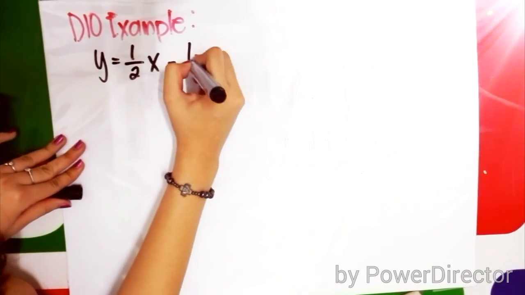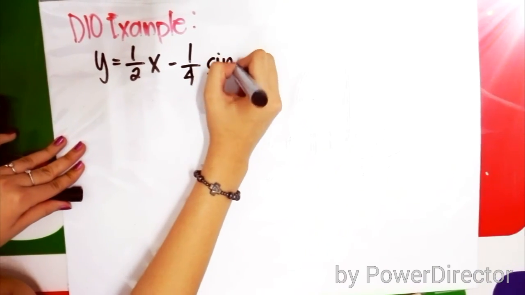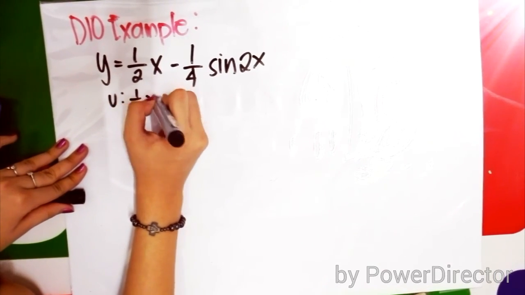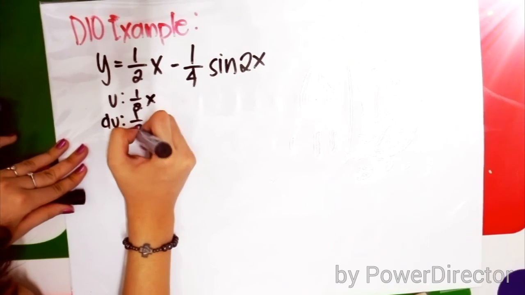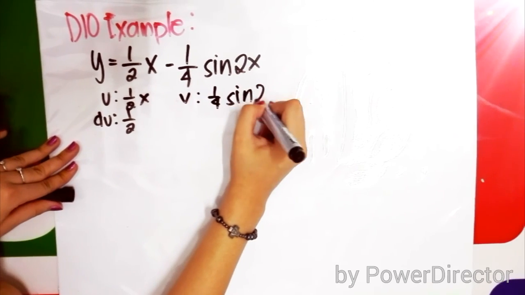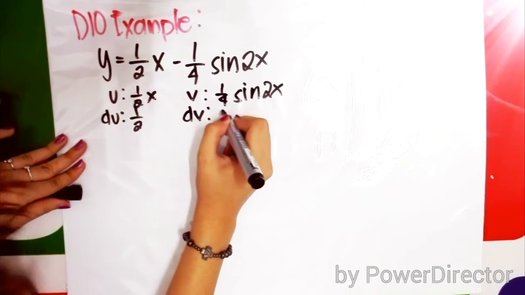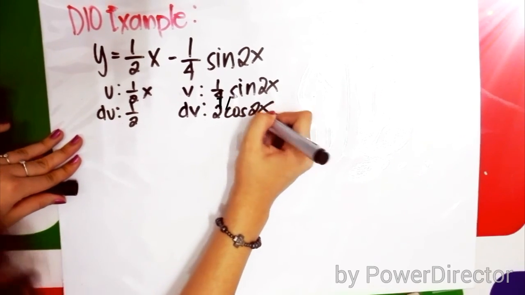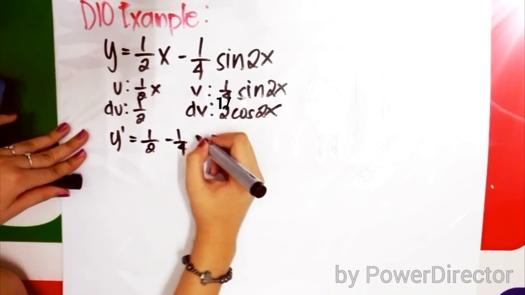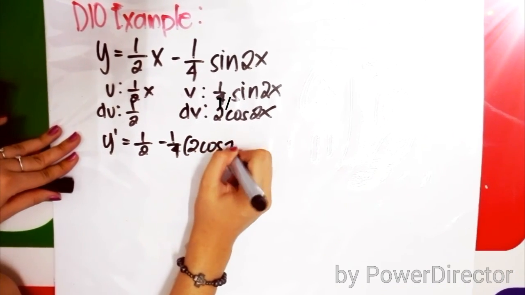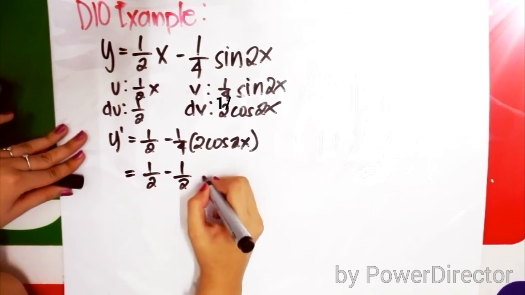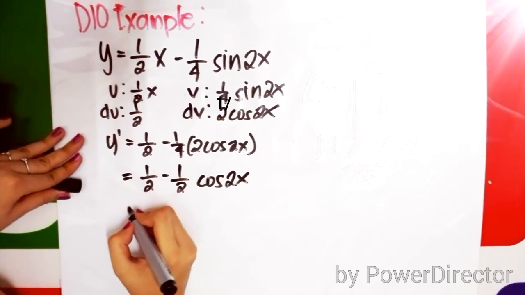y equals 1/2 x minus 1/4 sine 2x. So for u, we have 1/2 x. For du, we have 1/2. For v, we have 1/4 sine 2x. And for dv, we have 1/2 cosine 2x. So y prime is equal to 1/2 minus 1/4 times 2 cosine 2x, equals 1/2 minus 1/2 cosine 2x.